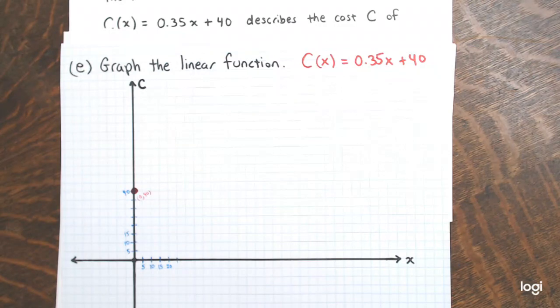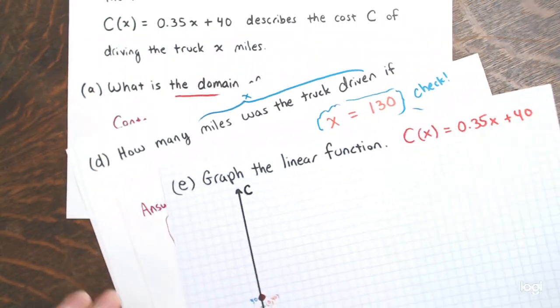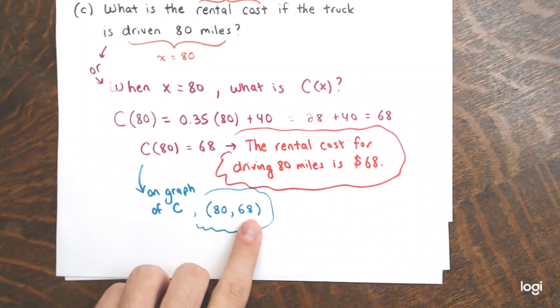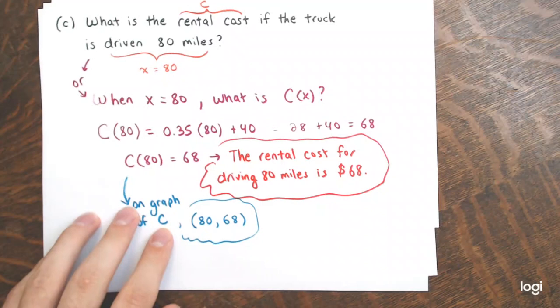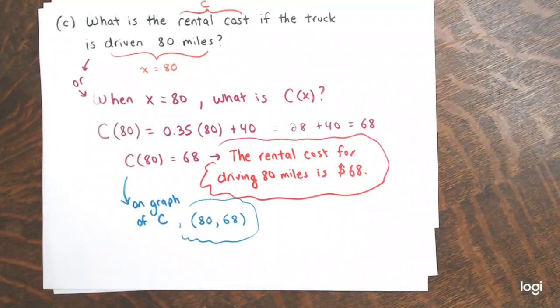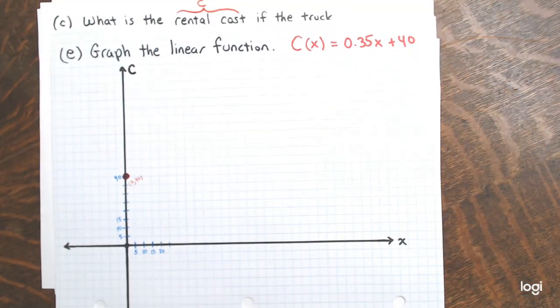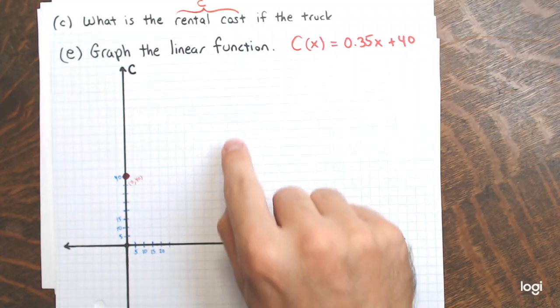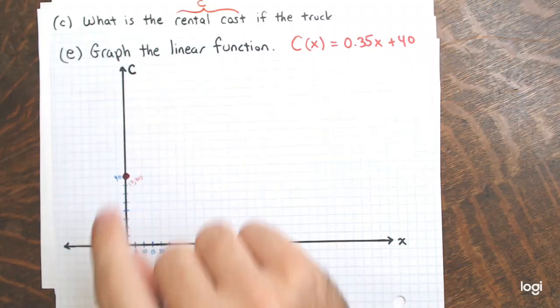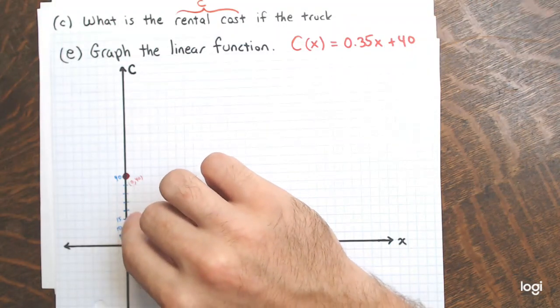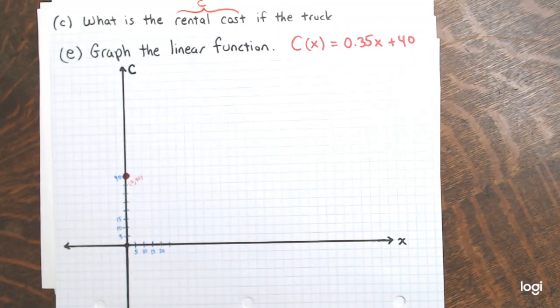And another point we had was from part C. I'm going to throw that up here. We had 80, 68. I don't like the 68, because again, you can eyeball it. I could go 80 on the x and 68 on the y, or on the C axis. Sorry, you can call it the y axis. It's just 68. I'm going to have to kind of eyeball that. I don't really care for that.